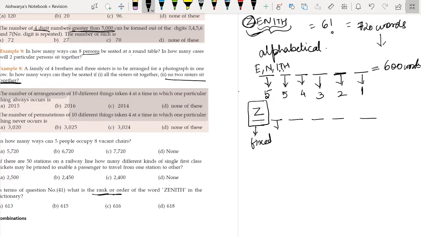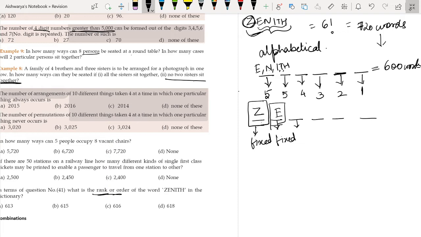Now come to the second letter. Now suppose the second letter is anything other than E. E, N, I, T, H. Look at these letters. Which letter comes alphabetically first? It is the letter E which comes first in the alphabetical order. So if I put any other letter here other than E, it will not be before zenith, it will be after zenith. So here logically no other letter should come except E. So let me fix this place also with E. So these 2 letters are fixed.